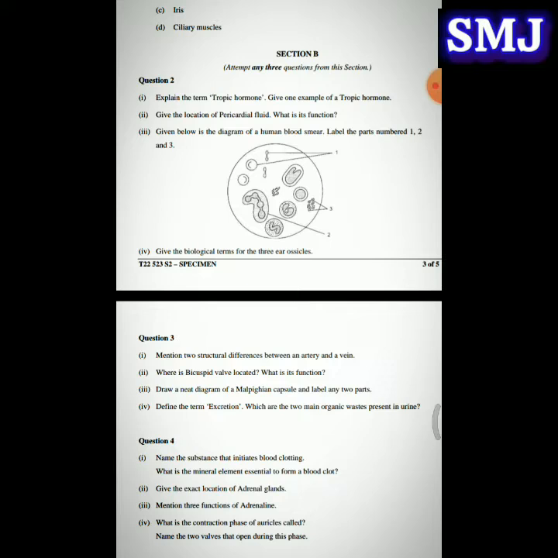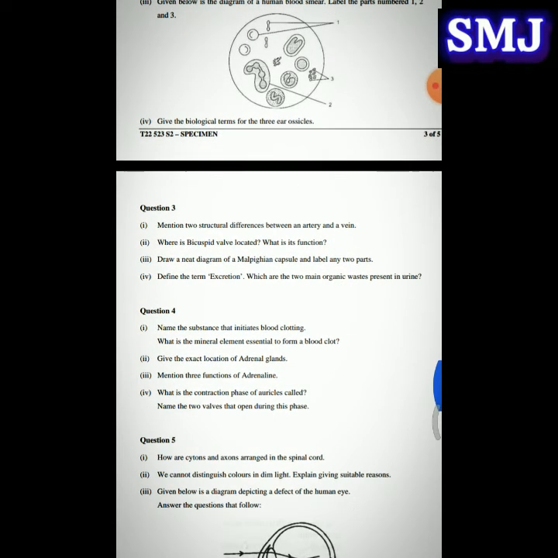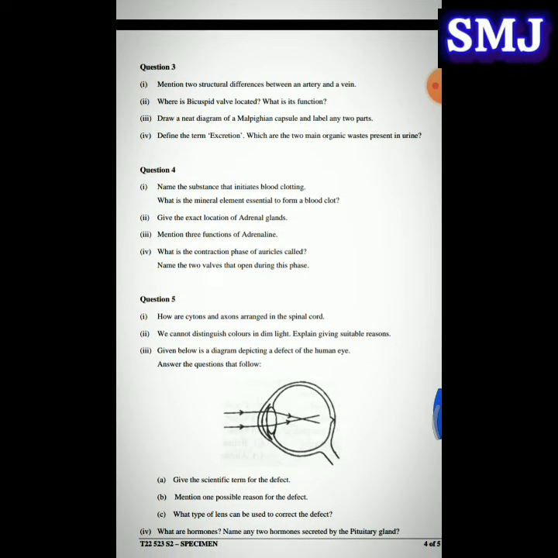Next question. Give the biological term of the 3 ear ossicles. So the biological terms for the 3 ear ossicles are Malleus, Incus and Stapes. Next, question number 3. Mention any 2 structural differences between the artery and a vein.